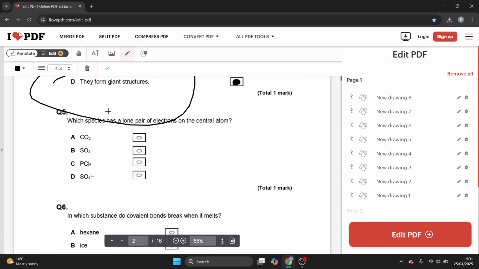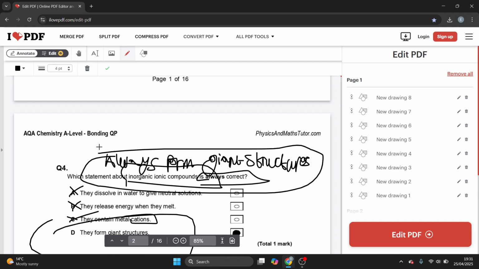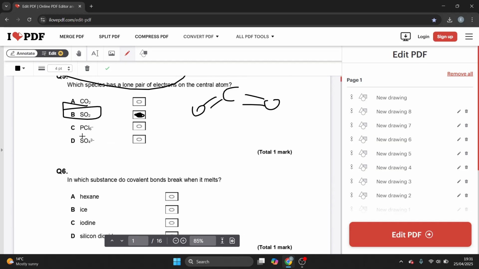Which species has a lone pair of electrons on the central atom? Carbon dioxide, sulfur dioxide. Carbon dioxide is not going to have a lone pair of electrons on the central atom. Sulfur dioxide will actually. Sulfur dioxide will have a lone pair of electrons on the central atom. And again, this is the same method used for the one to identify which species has square planar shape.